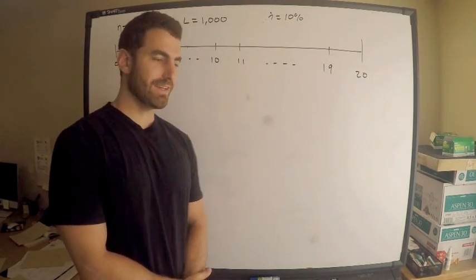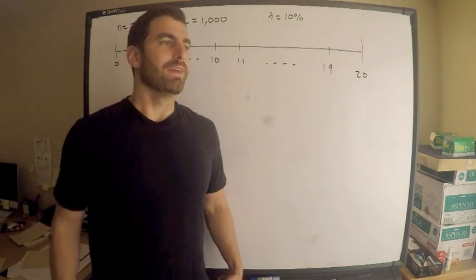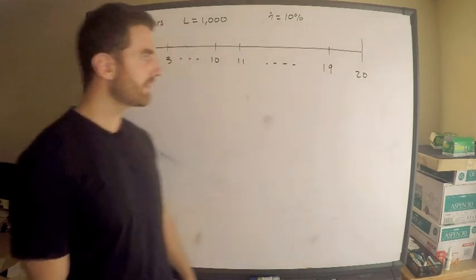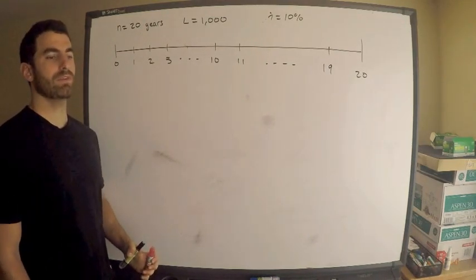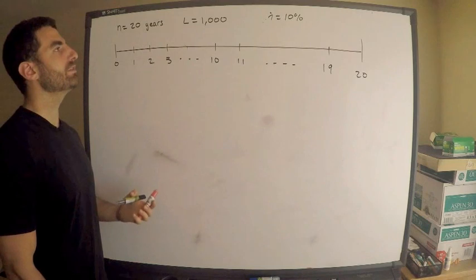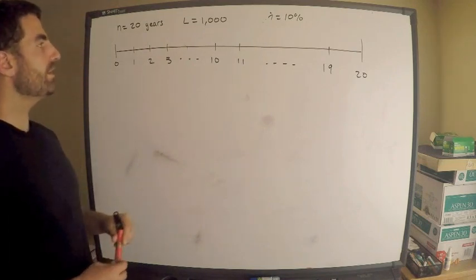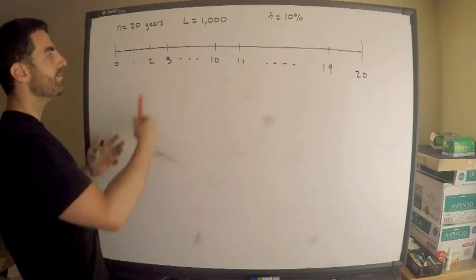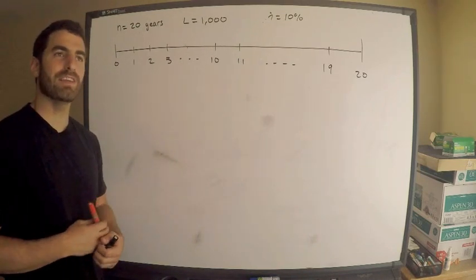This was a requested video, requested question, whatever. Let's go over it. Kind of a tricky question. We have a loan of 1,000 and we want to pay it back in 20 years. The effective interest rate is 10%. We're given that the first 10 payments are 150% of the interest due.